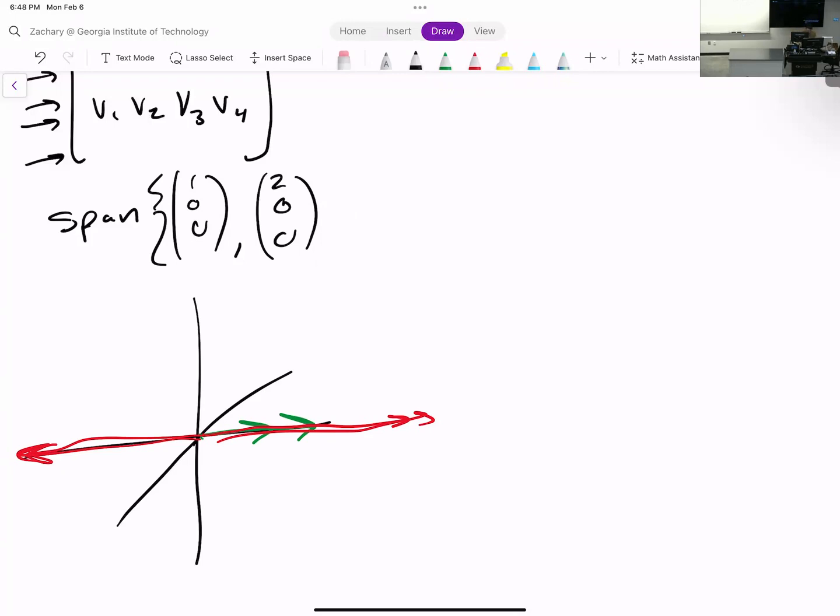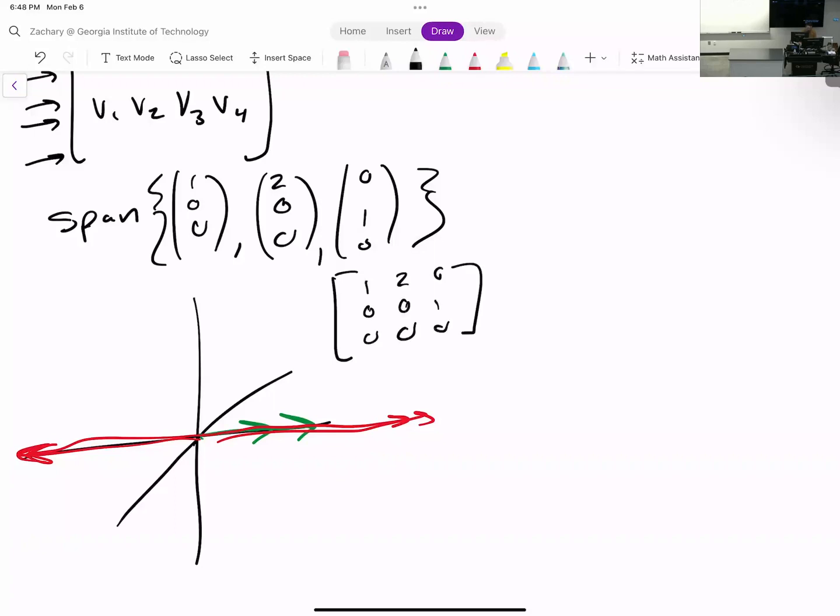And to show what this would look like with a different vector, we have (0, 1, 0), okay? So how many pivots do we have in this matrix? That is (1, 0, 0), (2, 0, 0), (0, 1, 0). How many pivots do we have? So what does the span look like? It is a plane in R3, exactly. That's how that works, okay?